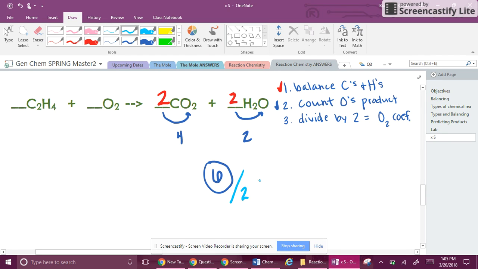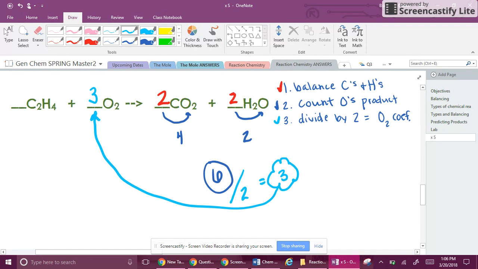So 6 divided by 2 is 3, and that is the coefficient that goes in front of oxygen. And then you should be done. Of course, you should always check your work. So I'll go back and check: 2 carbons, 4 hydrogens, 6 oxygens, and 2 times 2 is 4, plus 2 is 6 oxygens. And it worked, and it should work every single time.